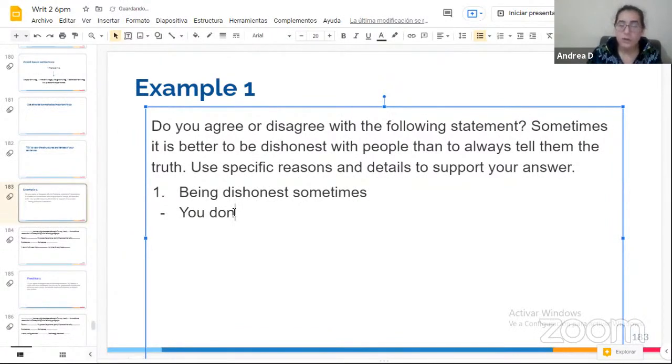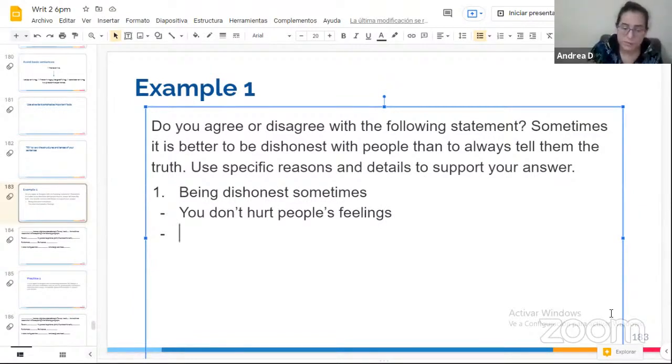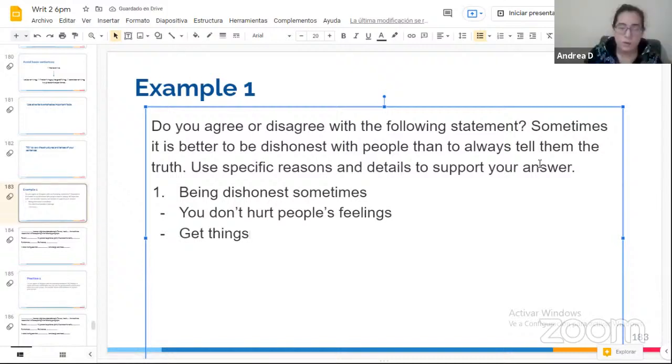Okay. What about another one? Why else is being dishonest sometimes the better option? Teacher, yes. If we are dishonest, maybe we can get many things. Okay, you can get many things for yourself. Okay, I think I know what you mean. Sometimes by being dishonest, you can obtain things. It's easier for you to get the things that you want.